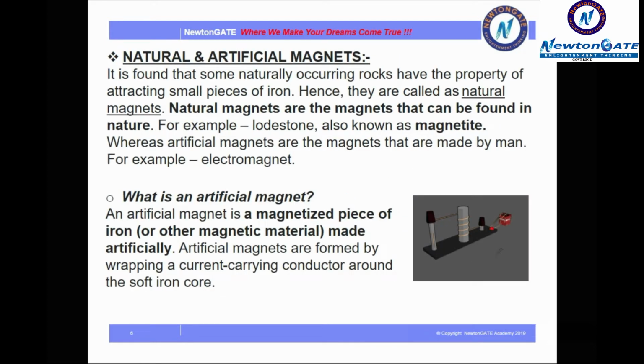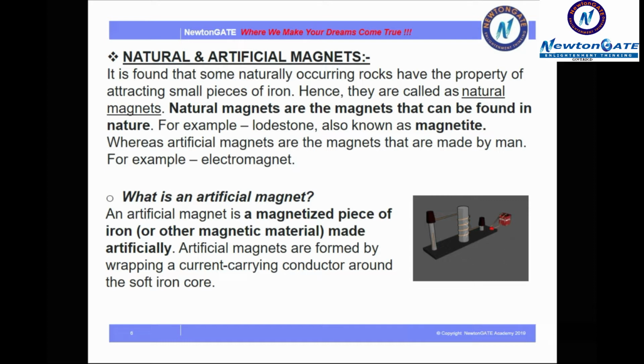Now comes the next topic, natural and artificial magnets. It is found that some naturally occurring rocks have the property of attracting small pieces of iron. Hence they are called natural magnets. Natural magnets are the magnets that can be found in nature, for example lodestone, also known as magnetite. Whereas artificial magnets are magnets that are made by man, for example an electromagnet. So let's discuss what an artificial magnet is. An artificial magnet is a magnetized piece of iron or any other magnetic material made artificially.